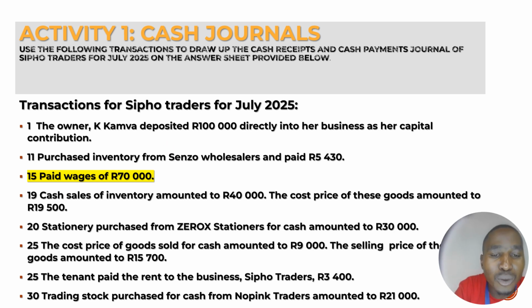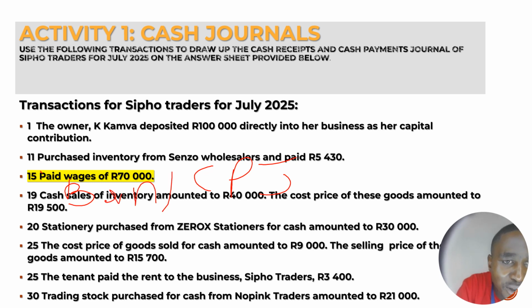Now, because of the keyword paid, it means we record in the CPJ. I said the first account that will be affected is going to be bank. Bank is always affected when there is that keyword paid. And then the second account affected, what are you paying for? You are paying for wages. So therefore, wages is the second account that is affected. So now let's go and record that transaction on the CPJ.